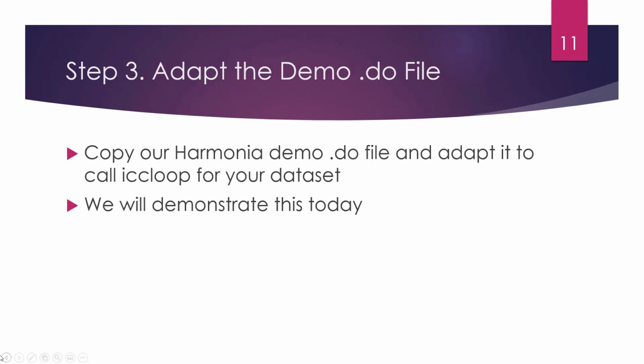After you think the data set's in good shape, then again, it'll be time for you to go back to the Dropbox. This time you'll be going to the folder that's named Demo, and there are a couple of do files in there that demonstrate extracting survey parameters from the Harmonia dataset. I suggest that you copy one of those do files and then adapt it to extract the parameters from your data set. And we'll demo that in a few moments also.